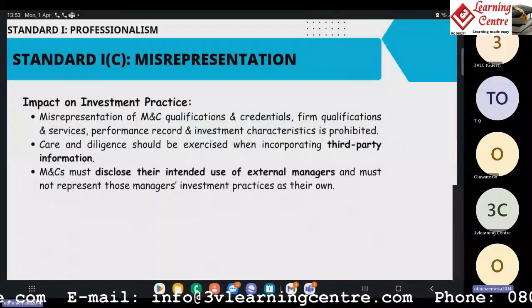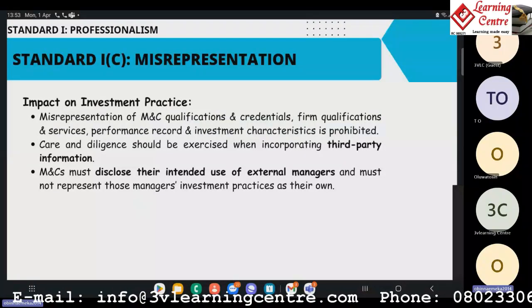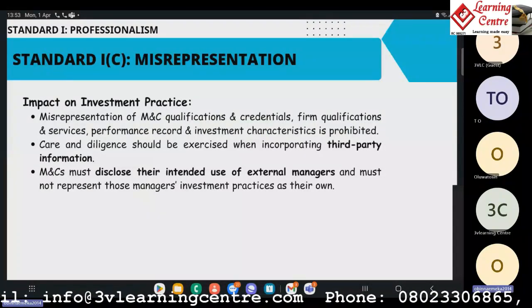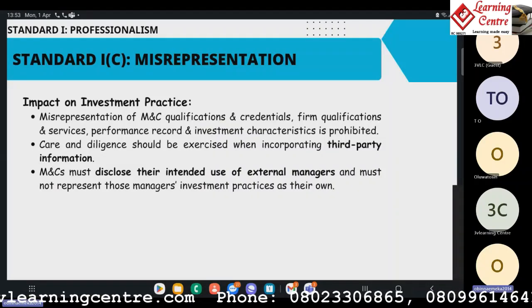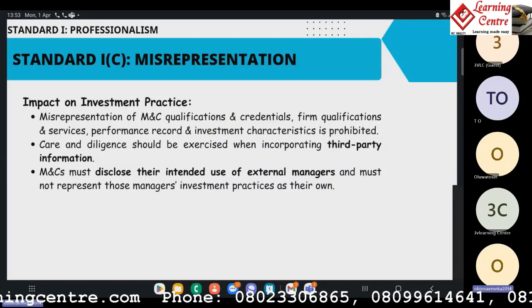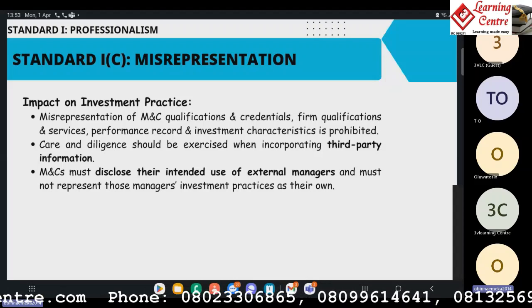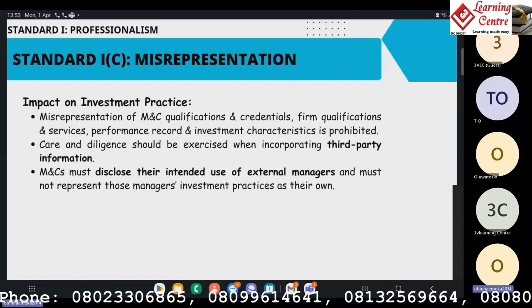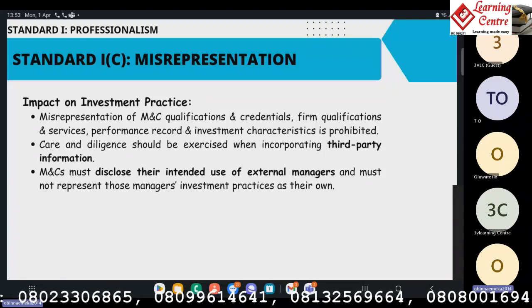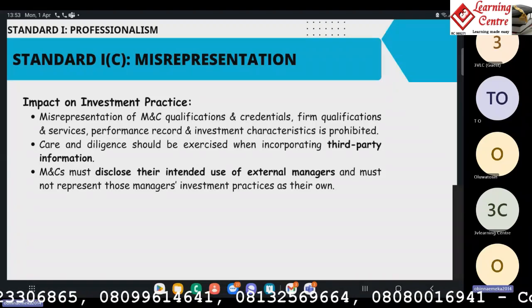Now, let's talk about the impact on investment practice. The standard says that members and candidates are not to misrepresent their qualifications and credentials. That will include things like maybe your CV. So let's give a case study.